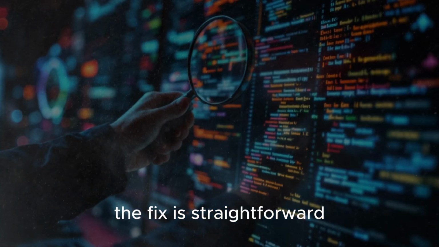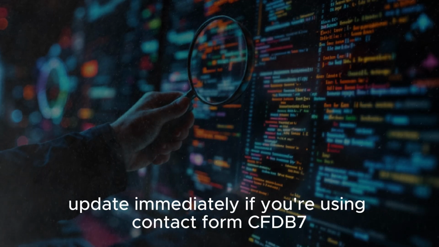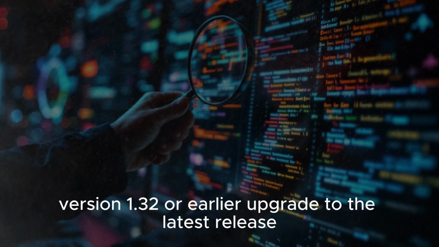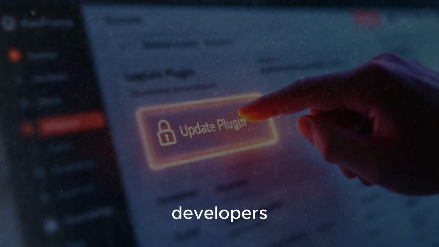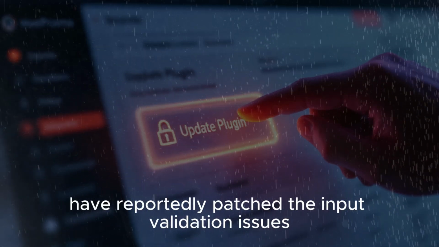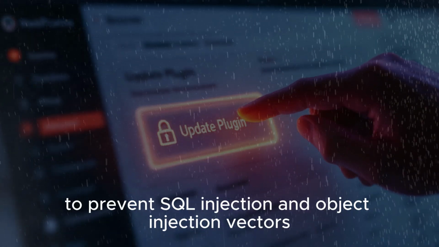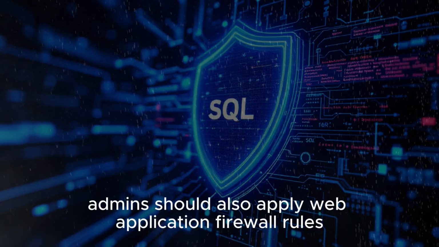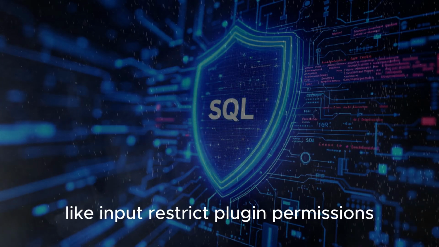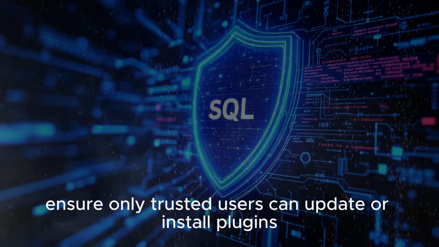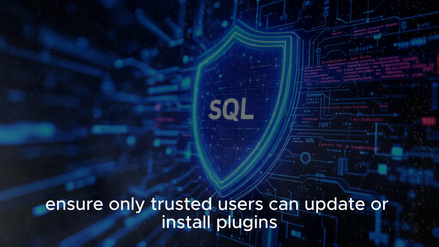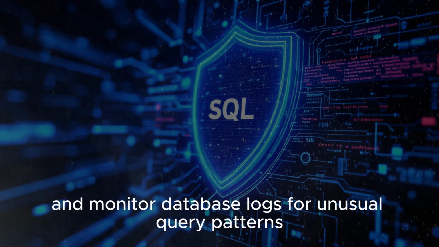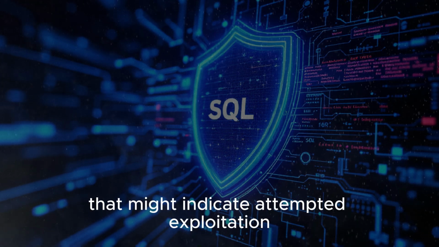The fix is straightforward. Update immediately. If you're using Contact Form CFDB7 version 1.32 or earlier, upgrade to the latest release from the WordPress plugin repository. Developers have reportedly patched the input validation issues to prevent SQL injection and object injection vectors. But patching isn't the only step. Admins should also apply web application firewall rules to block suspicious SQL-like input, restrict plugin permissions, ensure only trusted users can update or install plugins, audit all plugins for outdated code or insecure endpoints, and monitor database logs for unusual query patterns that might indicate attempted exploitation.